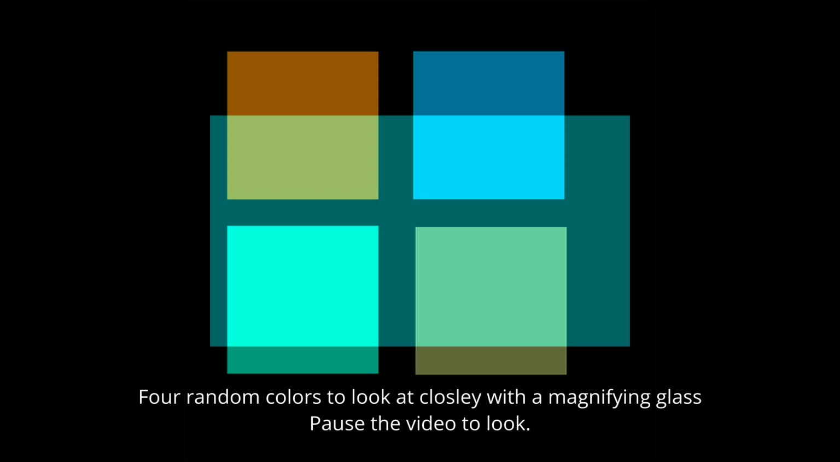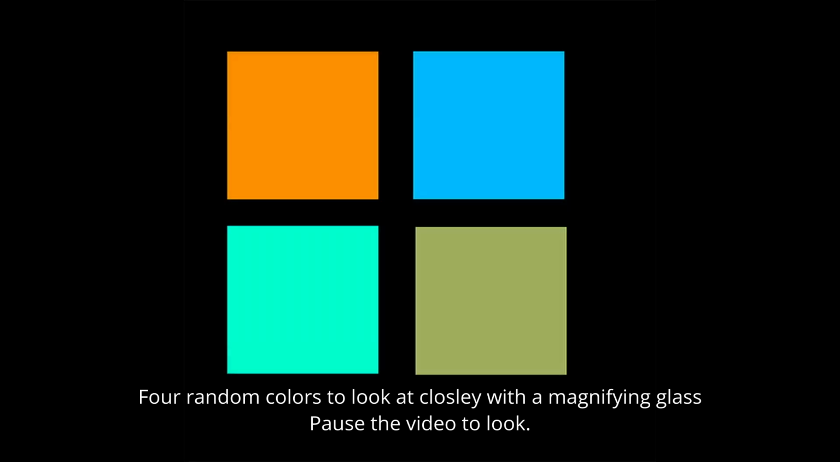Now I'll make the pixels normal size again so you don't have to move away from the screen. Do the same procedure with the red pixel off. Pause the video now. Now I'll make the pixels normal size again so you don't have to move away from the screen. Here are 4 random colors to look at with the magnifying glass. Notice the different intensities of the red, green, and blue subpixels.